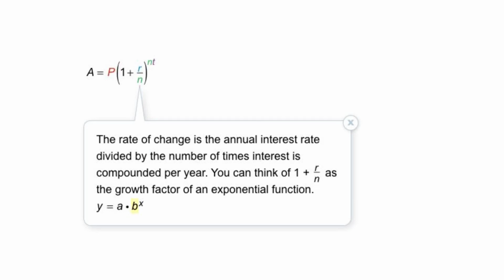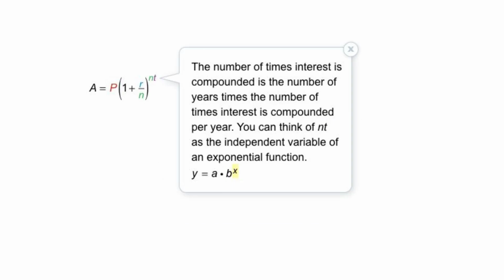You can think of 1 plus r over n as the growth factor of an exponential function. Note this replaces b in the standard or general form y equals a times b to the x. Also note the number of times interest is compounded is the number of years times the number of times interest is compounded per year. You can think of n times t as the independent variable of an exponential function. So note n times t is taking the place of x from our general form y equals a times b to the x.